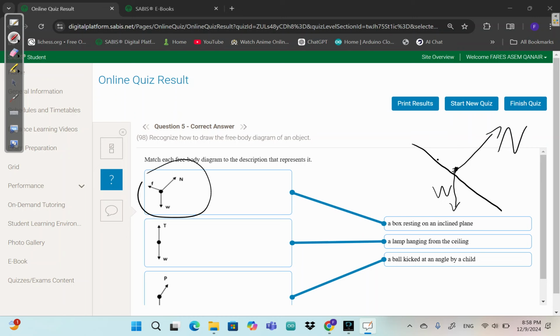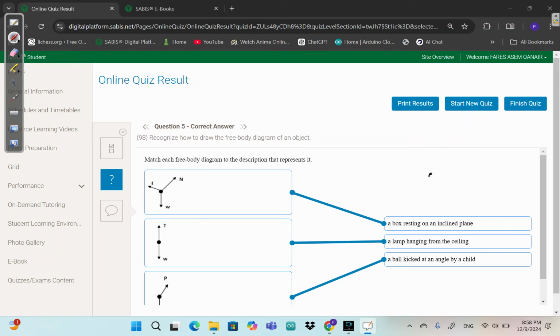We go look at the options, this is the closest one to it. Now this force F could be friction, it could be any force. So it doesn't matter if it's left or right, but it's not given to us. We're only given that it's resting on an inclined plane. So we draw our free body diagram and choose the one closest to it, which is going to be the first one here. So that's our answer.